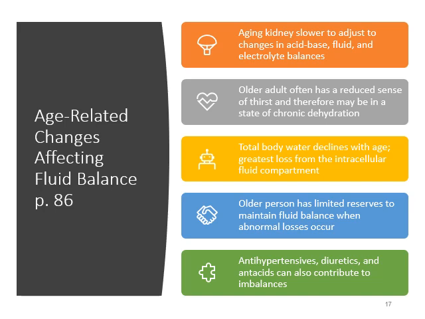Also, the older person has limited reserves to maintain fluid balance. So when something abnormal happens, whether it be diarrhea, vomiting, maybe they start bleeding for some reason, they can't tolerate it. They get affected. Their blood pressure gets affected. Their mentation gets affected. So be alert to that.